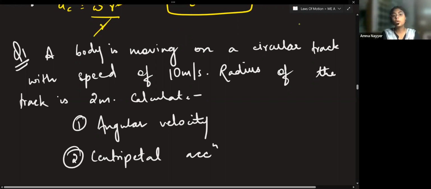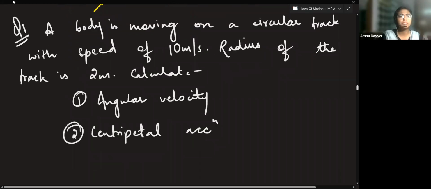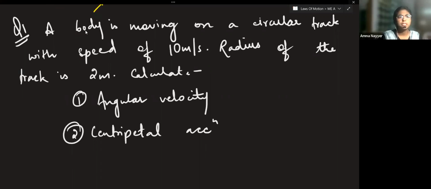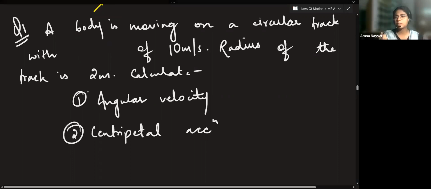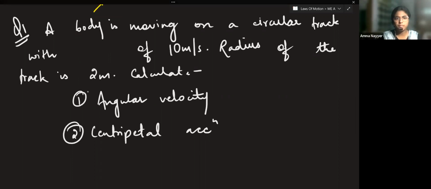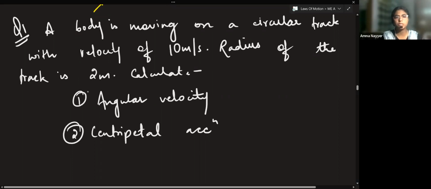See, velocity, speed is given. I think this should have been written as velocity, that is better. Even if speed is given in your question, you can use it, but speed becomes a scalar quantity. So it's better if we write velocity of 10 meter per second.